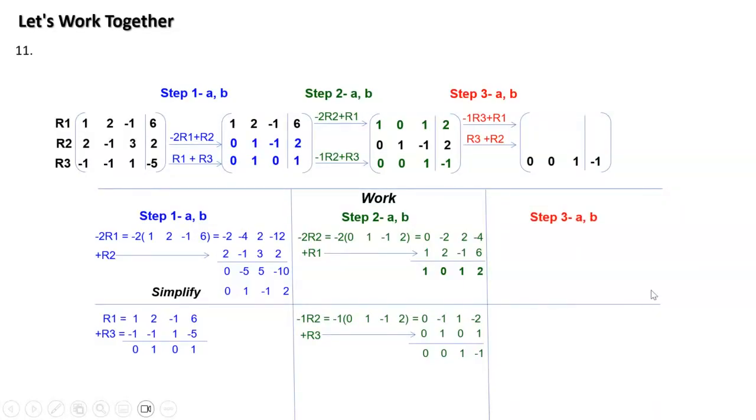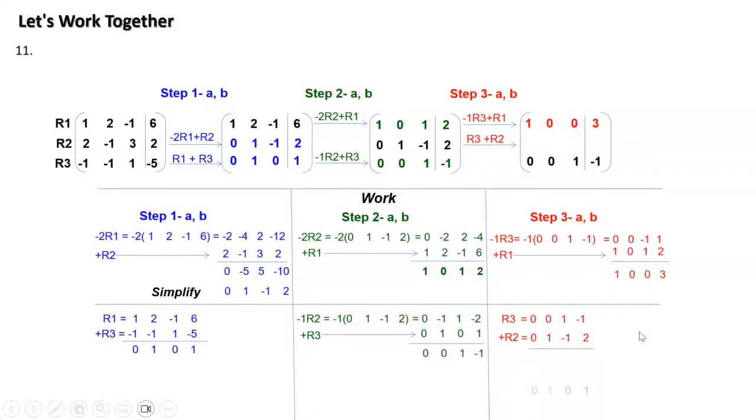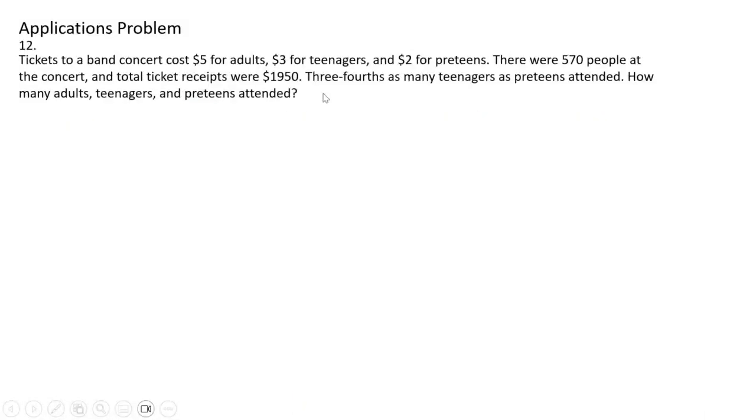And here's my work. So -1 row 3 will give us 0, 0, -1, and 1. And add it to row 1. So this is my solution. This is my equation 1 or row 1. This becomes 1, 0, 0, 3, my new row 1. Now row 3 plus row 2, we just add row 3 and row 2. That gives us 0, 1, 0, 1. That's my new row 2. So what's my solution? It will be 3, 1, -1. That's my answer.